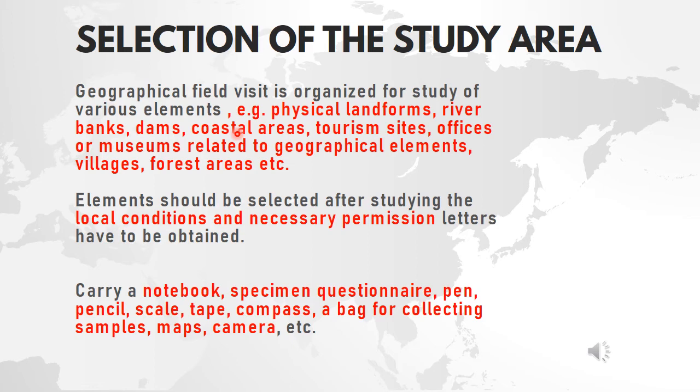Now, the selection of these elements should be done after studying the local conditions, and necessary permission letters have to be obtained. That means that we should select what we have to study depending on what is the purpose of our visit. Are these places accessible? Are they safe to go? Is it too large an area to be explored? And certain places like factories, dams, museums, etc., need permission from the local authorities, and then only can we visit these places.